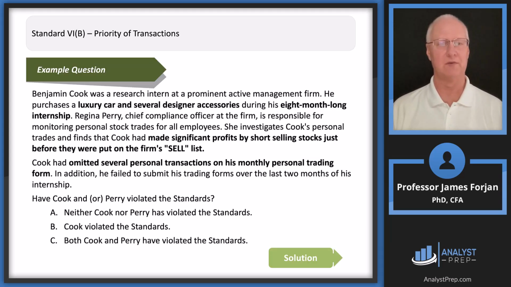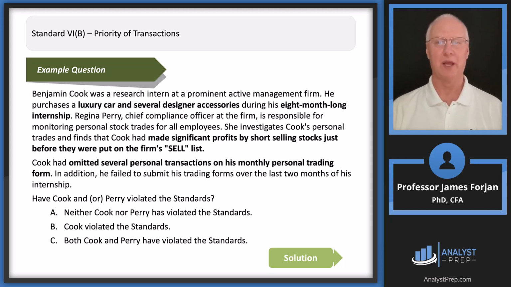All right, let's end this section with another good exam question. We've got Ben, an intern, who purchases a luxury car and several designer accessories during his 8-month-long internship. Well, that clearly is a signal that something is going on, unless Ben is super smart. I guess the idea of a luxury car and several designer accessories, that's a signal that during 8 months as an intern, you're probably not going to make that kind of capital, right?